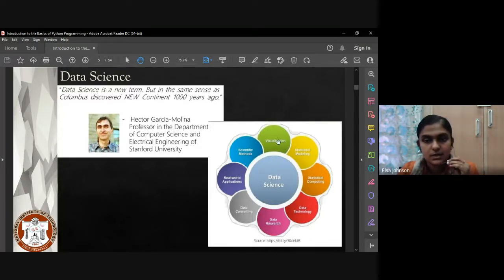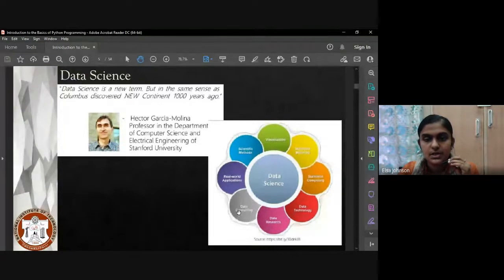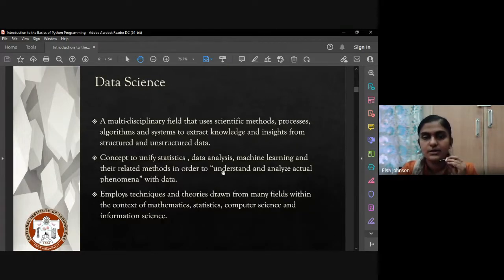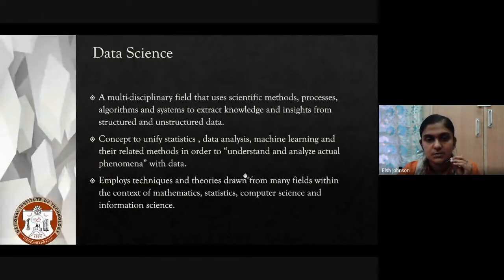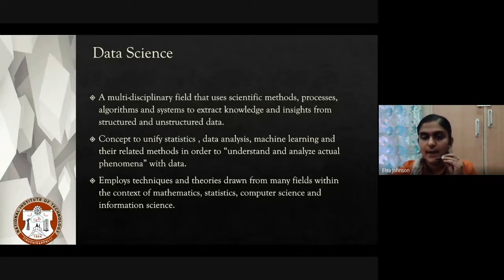Data science includes scientific methods, real world applications, data consulting, data research, data technology, statistical computing, statistical modeling, and visualization. It is multidisciplinary, using scientific methods, processes, algorithms, and systems to extract knowledge and insights from structured and unstructured data. Its concept is to unify statistics, data analysis, machine learning, and their related methods to understand and analyze actual phenomena. It employs techniques and theories drawn from many fields within the context of mathematics, statistics, and computer science.